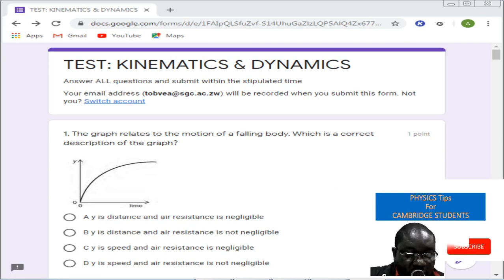Now C says y is speed and air resistance is negligible. Now when air resistance is negligible, then there is no terminal velocity. Remember, terminal velocity is reached when the weight equals the air resistance. So which means air resistance is not negligible. So your answer should be D for this one.